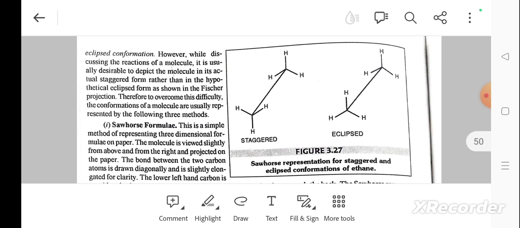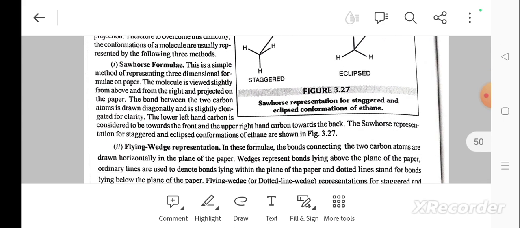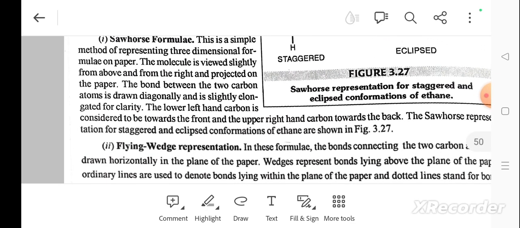Therefore, to overcome this difficulty, the conformations of molecules are usually represented by the following three methods. First, sawhorse formula. This is a simple method of representing the three-dimensional formula on paper. The molecule is viewed slightly from above and from the right and projected on the paper. The bond between the two carbon atoms is diagonal and is slightly elongated for clarity. The lower left-hand carbon is considered to be toward the front and the upper right-hand carbon toward the back.